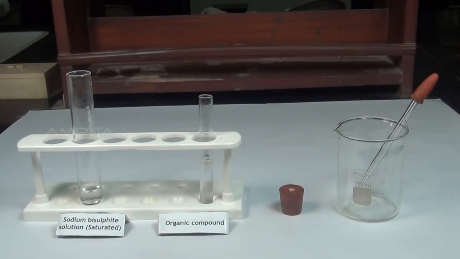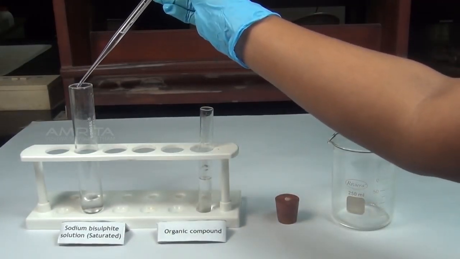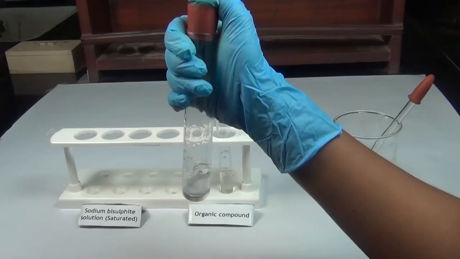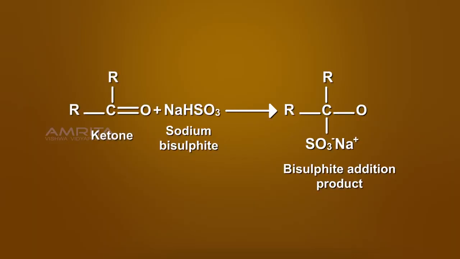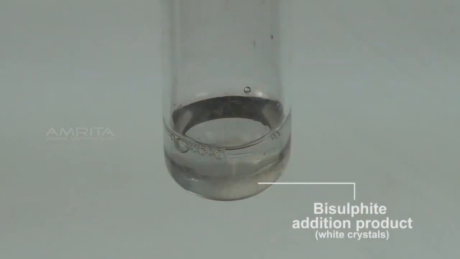Procedure: take a small quantity of saturated solution of sodium bisulfite in a boiling tube. To this, add a small quantity of organic compound using a dropper. Cork the test tube with the cork and shake it well and leave it for some time. Ketone gives an addition product with sodium bisulfite, which is white crystalline in nature.